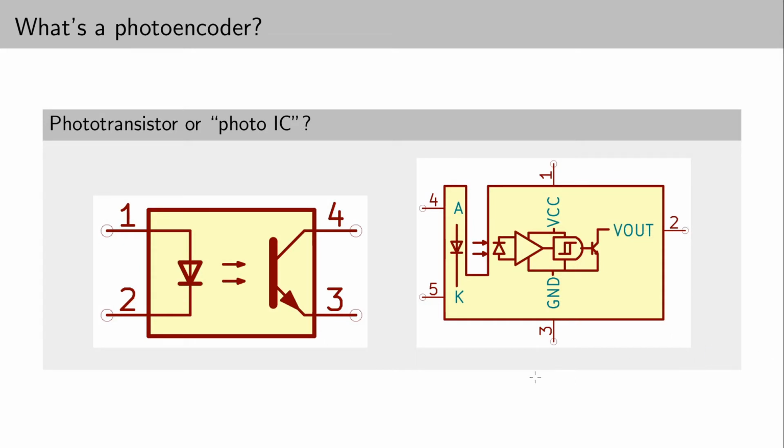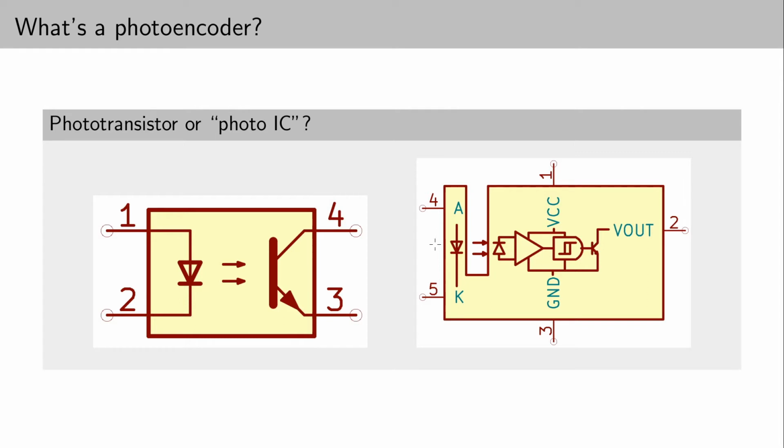Another distinction that's quite important is that these come in two further varieties, either a phototransistor kind, where you just have an infrared LED and a phototransistor in one package, so you have four leads, anode and cathode for the LED, and collector and emitter for the phototransistor. And so the output you get here is an analog output as a current from the phototransistor, and you have to process it yourself in whatever way you do.